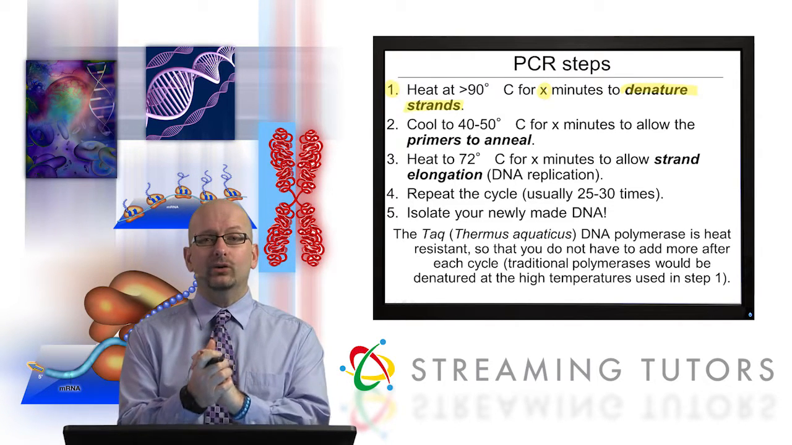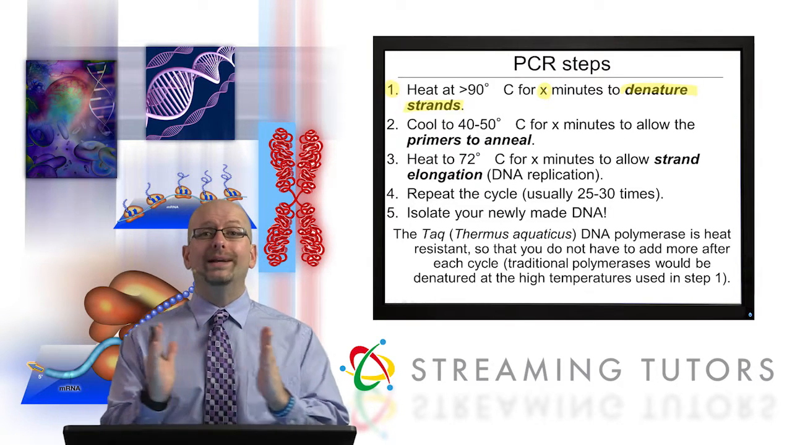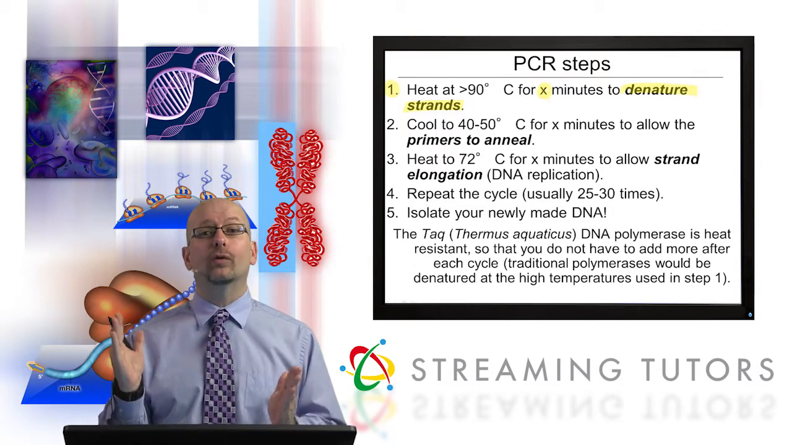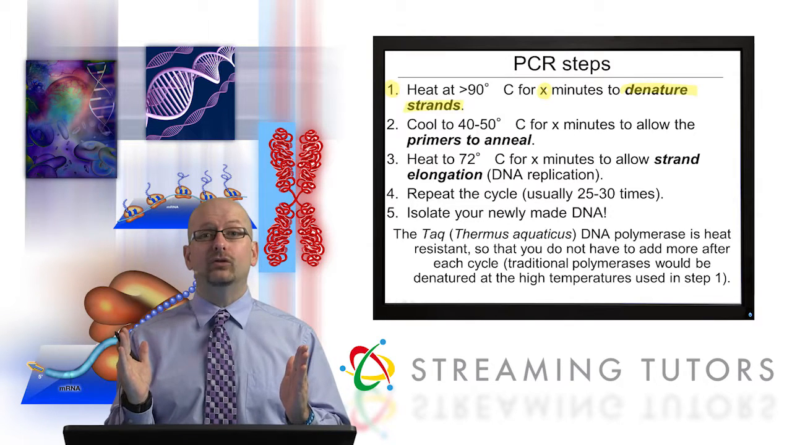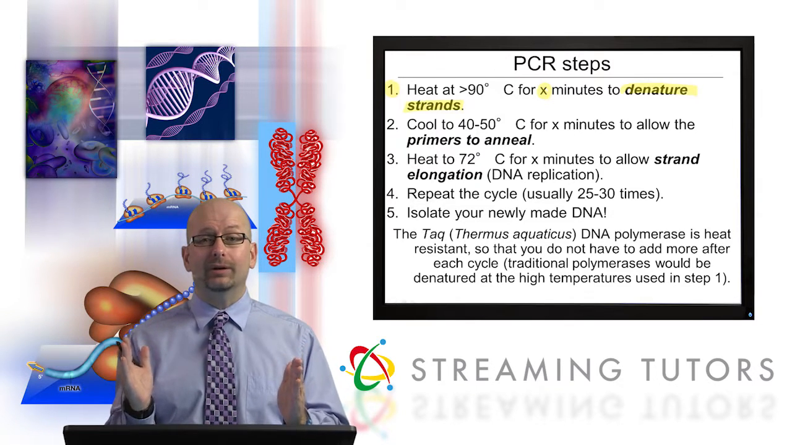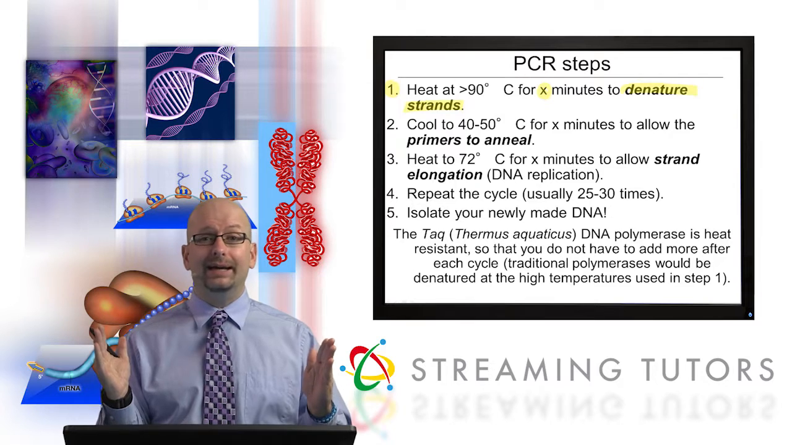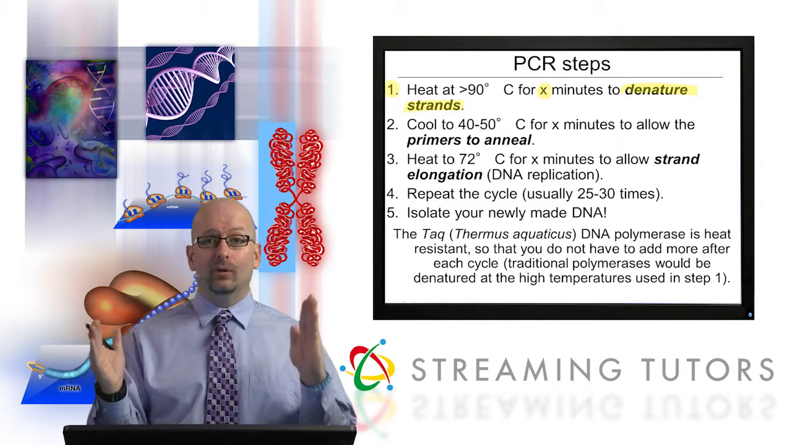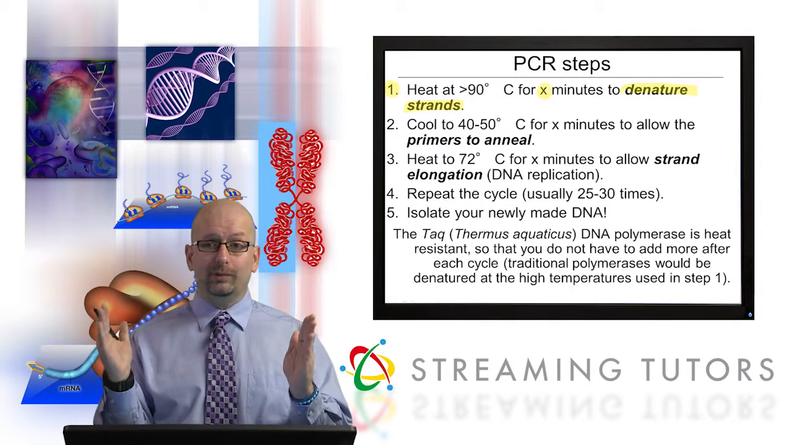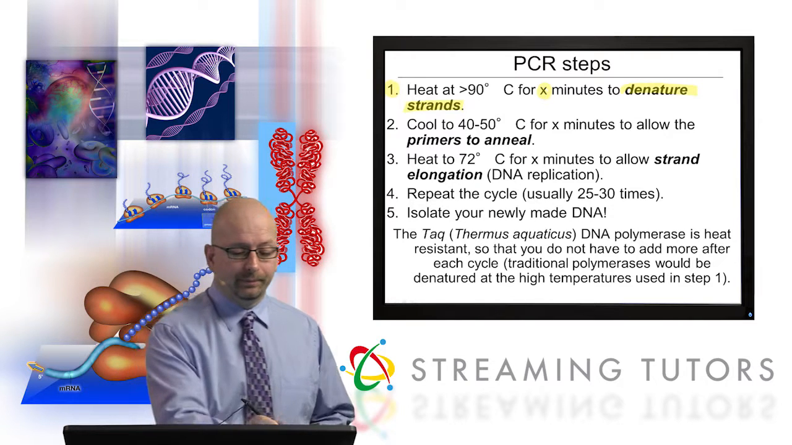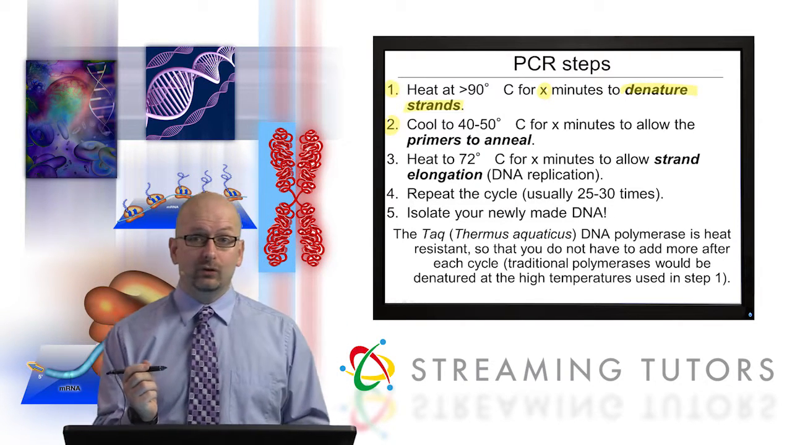DNA is double-stranded, you know that. It wants to stay together. In order for this to work, we need to separate those strands so that each one of them can act as a template for DNA replication. The easiest way to do that is to heat it all up, okay? So at 90, these strands are going to be separate. Remember, all that other stuff is in the tube, too.